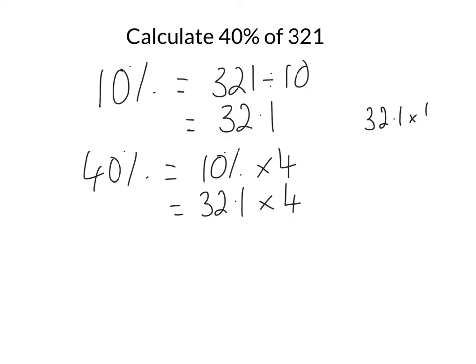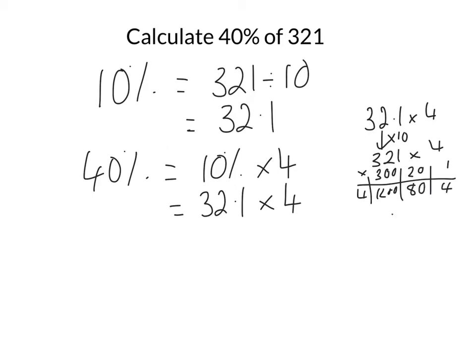Now you may be able to do this in your head, however, if we're not able to do that, to work out this multiplication, the first thing we would do is multiply this value by 10 and then work out 321 times 4. Now I do this in the grid method. You may do it slightly differently. However you do it, I'm not particularly bothered as long as you get the right answer. So we would do 300 times 4 to give me 1200. 4 times 20 gives me 80. 4 times 1 gives me 4, which is 1284.